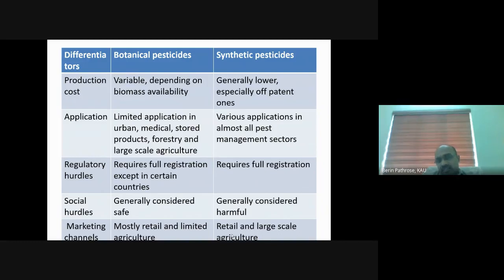Botanical pesticides have a limited application, but synthetic pesticides have wide application. Regulation is the same for both. People usually consider botanicals as safe, but synthetic pesticides are generally considered harmful. And it is marketed mainly in retail channels, and on a limited scale in the case of botanical pesticides.